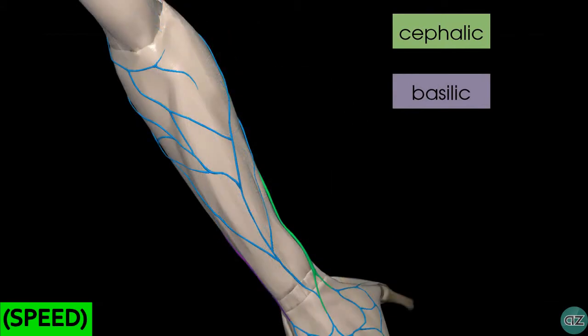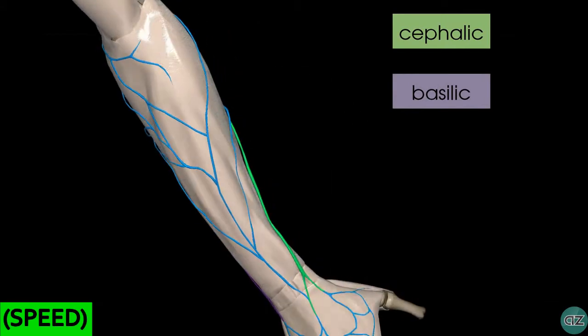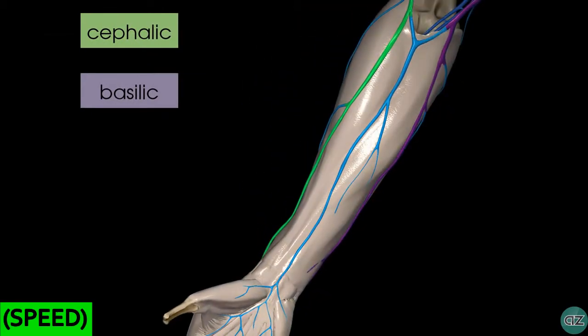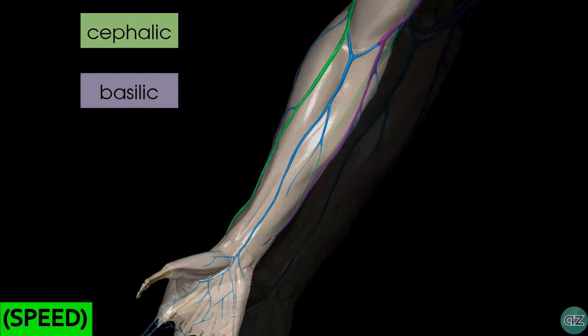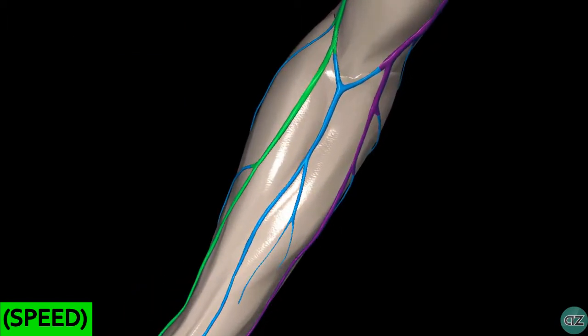I've just zoomed out a bit, and you can see the course of the basilic and the cephalic veins. If I rotate around anteriorly, you can see how they curve round anteriorly just before the elbow joint. At the antecubital fossa, the cephalic and basilic veins are joined. There's a lot of anatomical variation from individual to individual, and in this model, one particular configuration is shown.